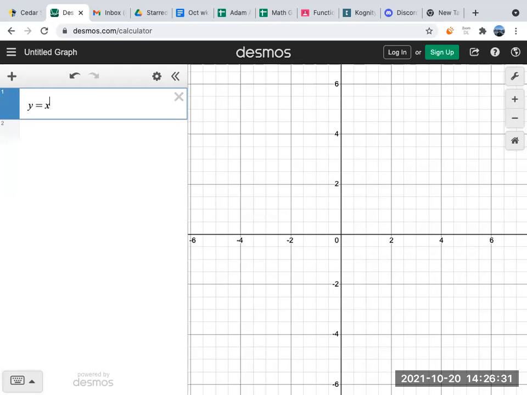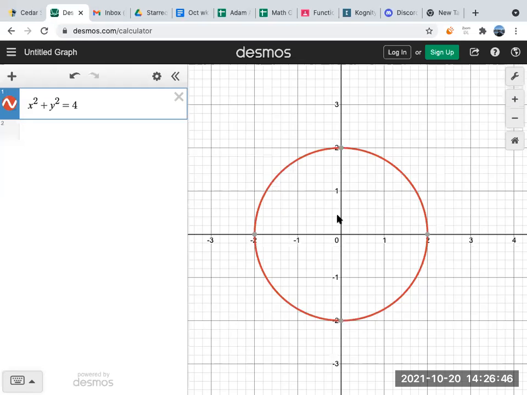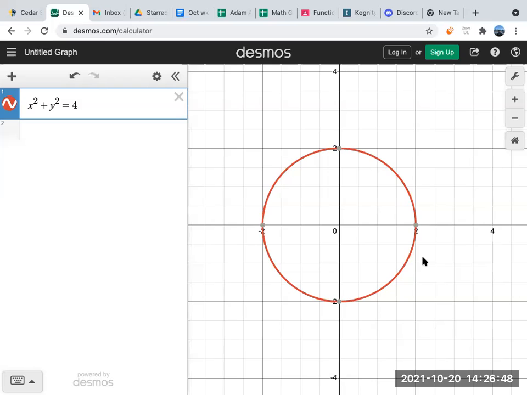X square plus Y square equals to 4. This is going to give you a circle. Now, what observations can you make about this circle? What is the radius of the circle? Radius is 2 and the center is 0, 0, origin.